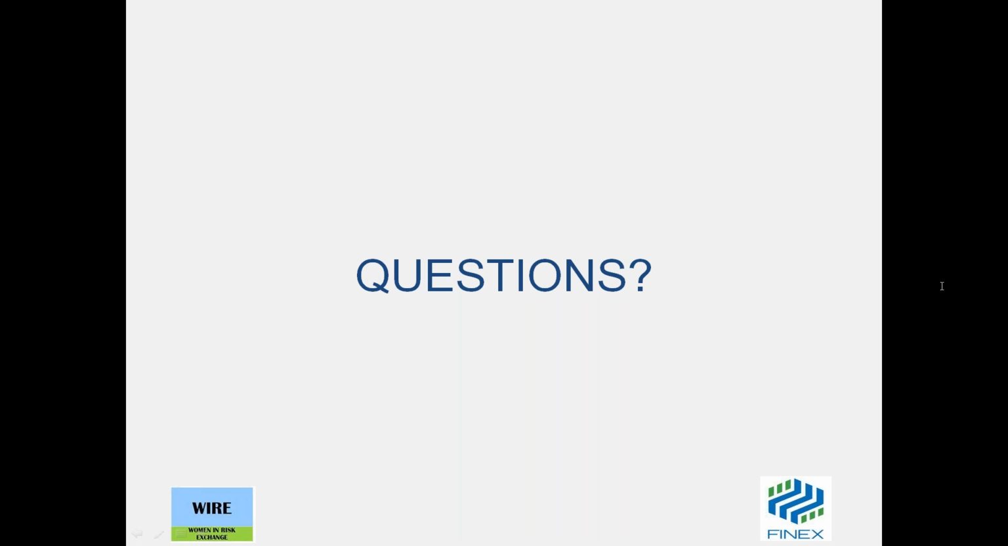Anything else? So we have another question. I think we discussed this, but it may be good to confirm. What is the main difference between internal audit and loan review?